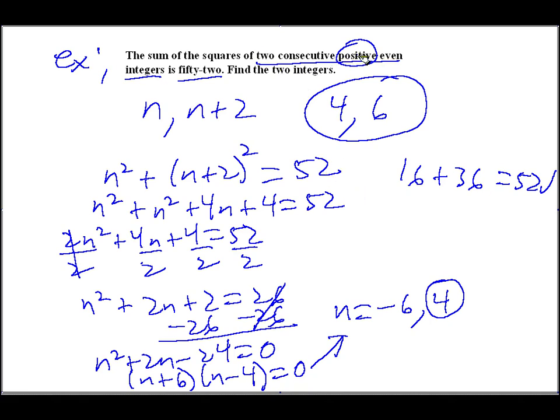Suppose we ask for 2 consecutive negative even integers. Then it'll be the negatives, so it'll be negative 6 and what? Negative 4 in that case. But again, we're only asking for the positive ones in this case.